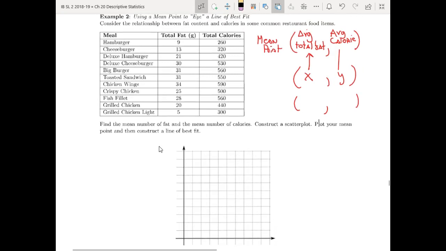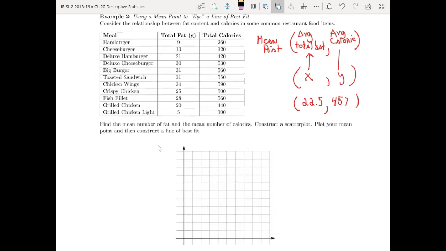And what did we end up getting? I got 457.27. 22.45. So we'll say roughly 22.5. And what was the other one? 457.3. So we'll say 457. All right, so we would plot that.